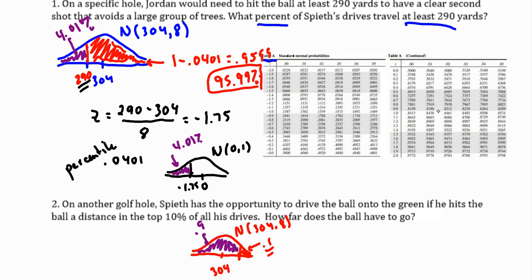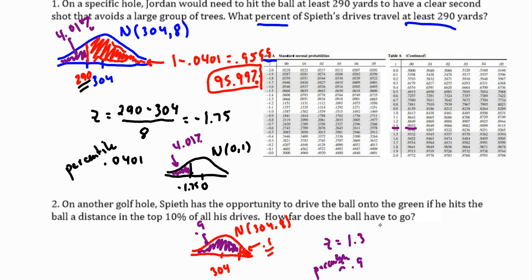So we're looking for 0.9, and roughly about right there. That's approximately the closest value we got. If you look at this, it's going to be 1.300. So our z-score at 0.9 is going to be 1.3. And that will give me the 0.9 that I'm looking for, the percentile.